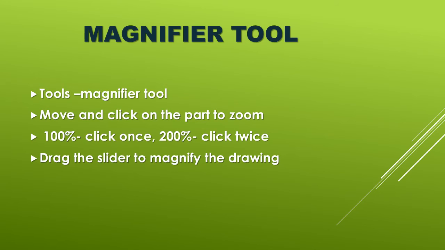Notice that the slider at the bottom also moves to the right, and shows the magnified level. If you are not selecting the magnifier tool, you can use the slider at the bottom of the monitor. You can also drag the slider to magnify the drawing. So the magnifier tool is used to enlarge a part of your drawing. It is used to see a larger view of your drawing.